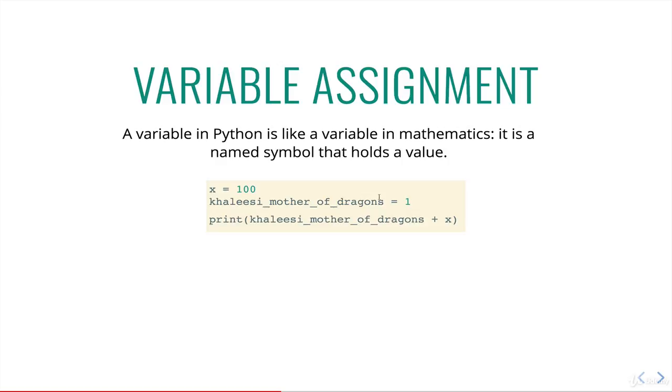Otherwise, variables wouldn't be very useful. So here, we could print Khaleesi, mother of dragons, which is 1, plus x, which is 100, and that results in 101. So this is a silly example for a random slide, of course. You're not going to be doing things like this, but variables are really, really useful. You'll use them in every single program we create from here on out for a couple reasons.